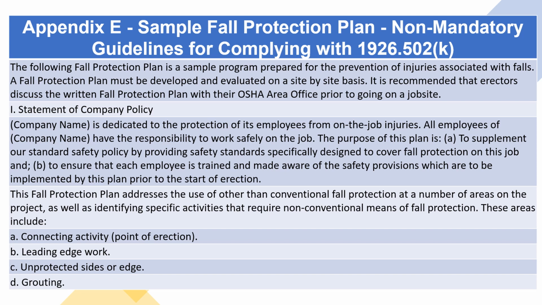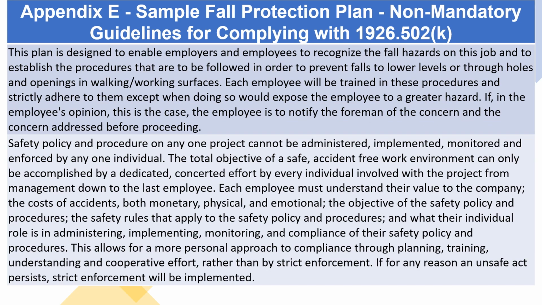This fall protection plan addresses the use of other than conventional fall protection at a number of areas on the project, as well as identifying specific activities that require non-conventional means of fall protection. These areas include: A. Connecting activity, point of erection. B. Leading edge work. C. Unprotected sides or edge. D. Grouting. This plan is designed to enable employers and employees to recognize the fall hazards on this job and to establish the procedures that are to be followed in order to prevent falls to lower levels or through holes and openings in walking/working surfaces.